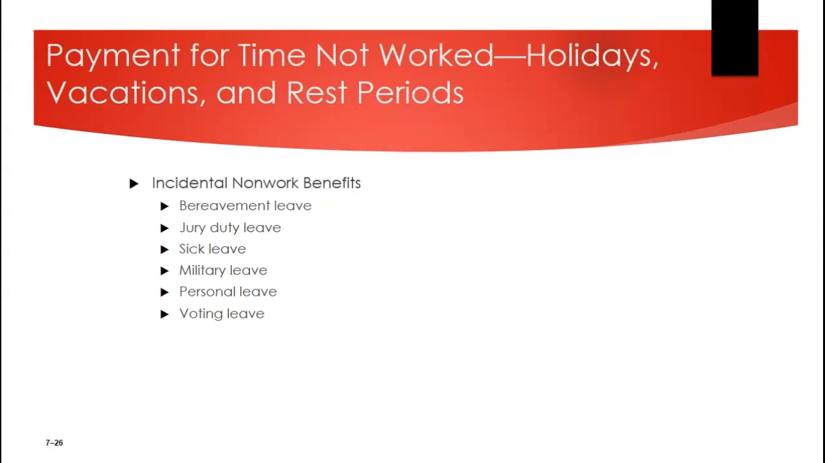So what are some other benefits that you might negotiate in your collective bargaining agreement? Obviously, some of these are mandated, some are not. Bereavement leave, very, very interesting issue. Bereavement means you're getting time off. For example, if somebody in your family dies, the number of days you get is typically determined by the closeness of that relative to you.